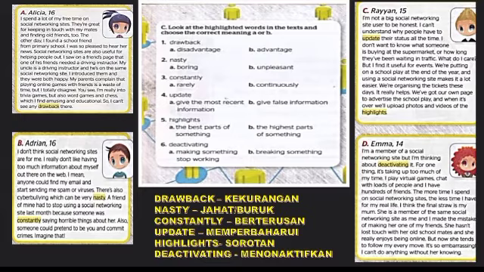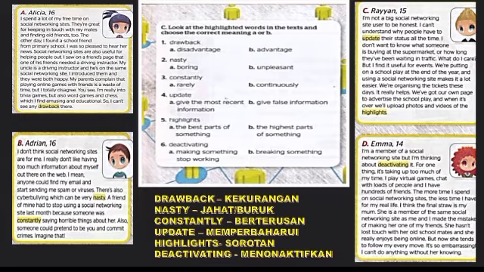Right, drawback. What does drawback mean here? Kekurangan means disadvantage or advantage. Yes, disadvantage. Alright, number 2. Nasty here means jahat atau buruk. What is your answer? Boring or unpleasant. The answer here is unpleasant.